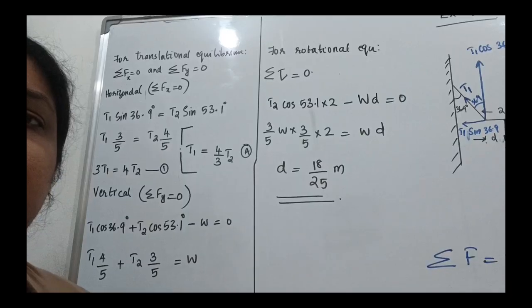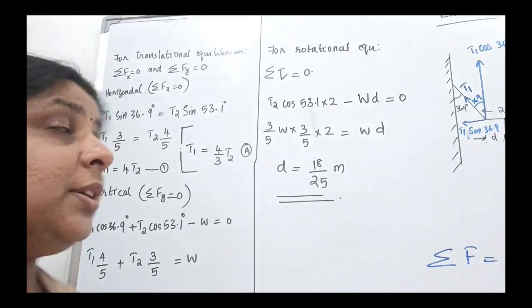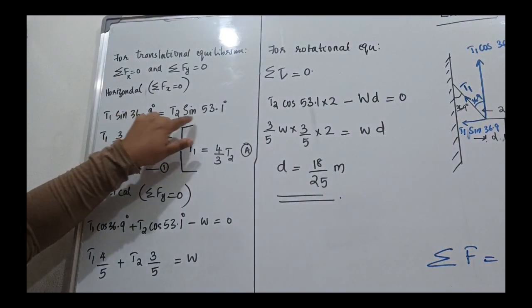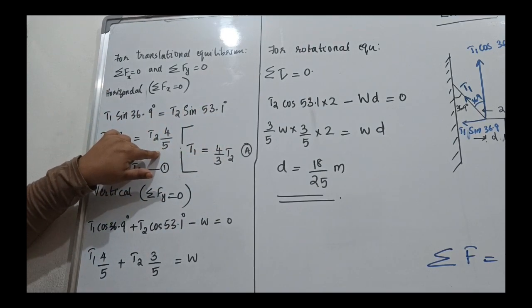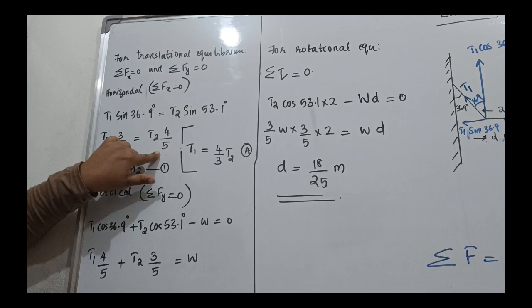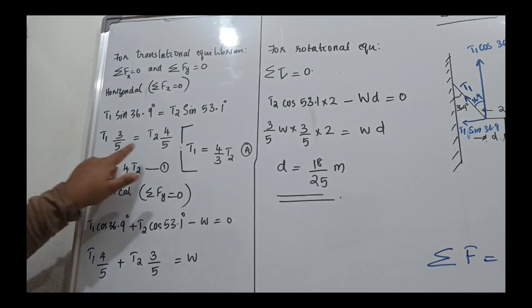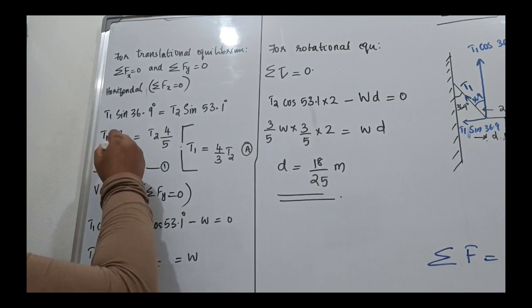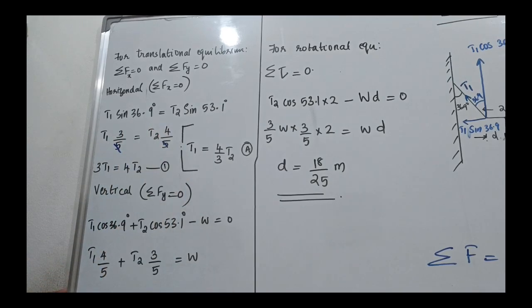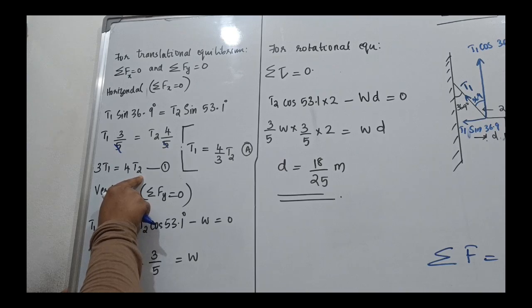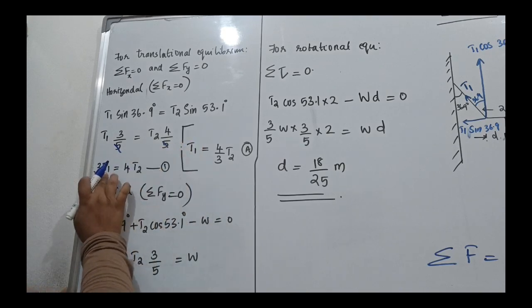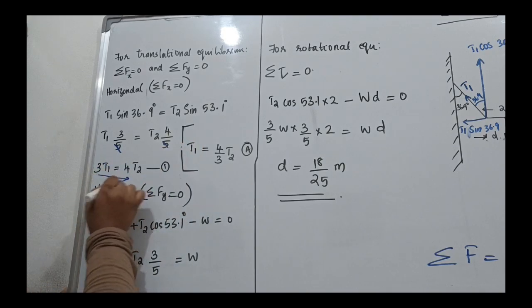So what we are doing is equating the forces in the horizontal direction. So T1 times 3 by 5 is equal to T2 times 4 by 5. Now from here, this 5 and this 5 will get cancelled. So 3 T1 will be equal to 4 T2. From here you will get T1 is equal to, this 3 will go to the denominator.